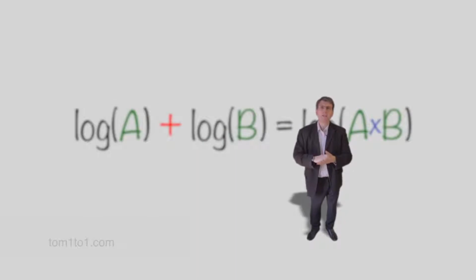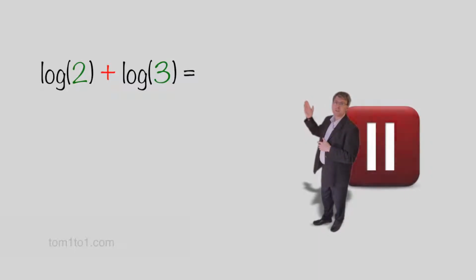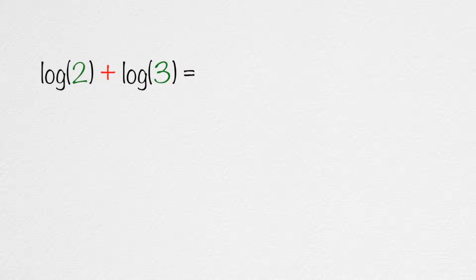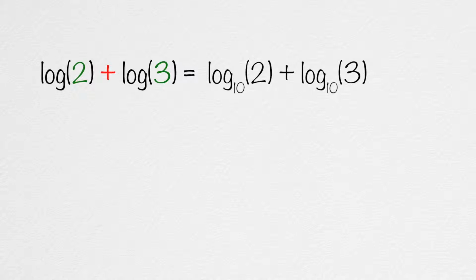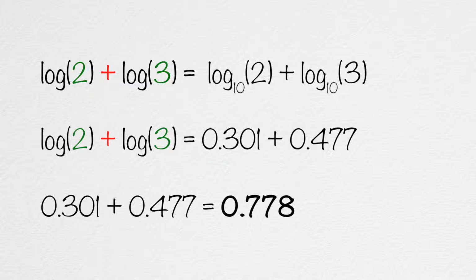For example, let's try log to the base 10 of 2 plus log to the base 10 of 3. What would that be? So we have log of 2 plus log of 3, and that means really log to the base 10 of 2 plus log to the base 10 of 3. Log to the base 10 of 2, if we work that out, is 0.301, and log to the base 10 of 3 is 0.477. Add them together and we get 0.778. So log 2 plus log 3 is 0.778.